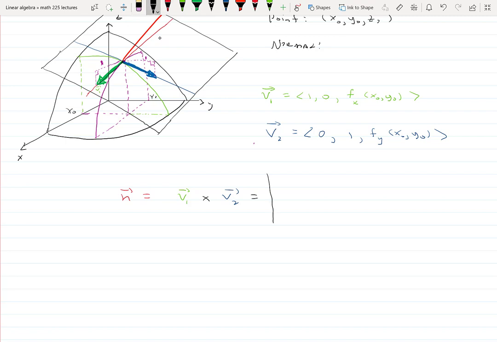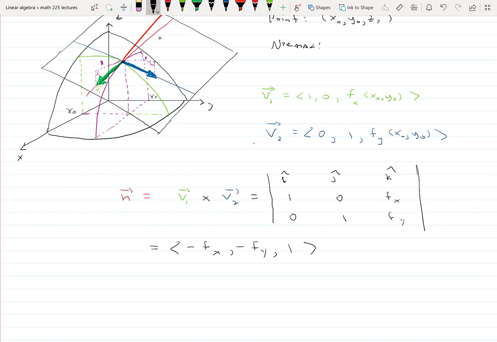So, V1, I, J, K, 1, 0, F sub X. I'm leaving out the X naught, Y naught for the cross product. We'll put them in later. 0, 1, F sub Y. So what is that cross product? Cover up the first column. Determinant of the rest, 0 times fy minus 1 times fx. Then cover up the second column, 1 times fy minus 0 times fx, but we insert a minus. Cover up the third column, the determinant of 1, 0, 0, 1, that gives us 1.